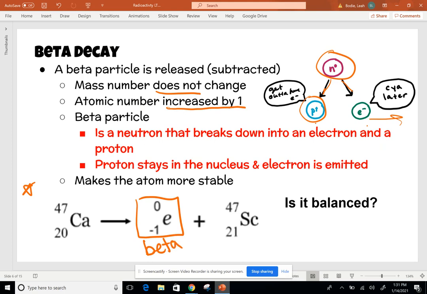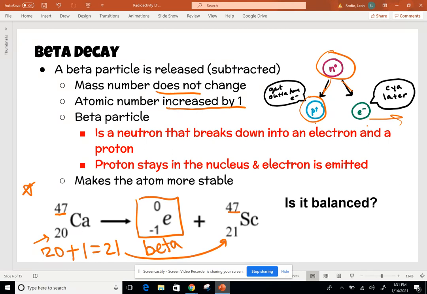So we just learned that our mass number is not going to change when beta decay occurs. And so we can see that here, our mass number is 47, and then it stays 47 over here. Now, though, what's going to happen is our atomic number is going to be increased by 1. So this was our starting atomic number, 20. And then we're going to increase it by 1. So our new atomic number should be 21.